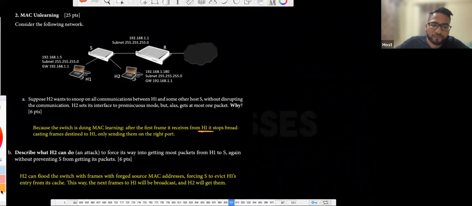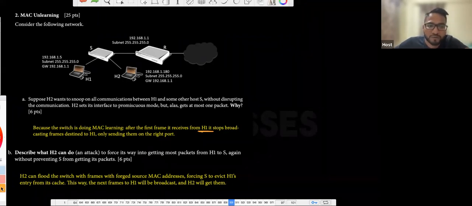Okay. It is very easy. Whenever H1 is sending some packet, the switch will learn where H1 is. And then if someone is sending to H1, since the switch knows where H1 is, it will not send to this interface or this port. That's what they are saying. Because the switch is doing MAC learning, after the first frame is received from H1, it will get to know where H1 is. Now, whenever someone is sending to H1, it will not send to both ports. It will just send to one port, which is the right port, this one only. Okay.